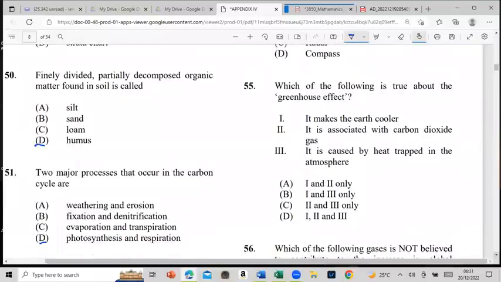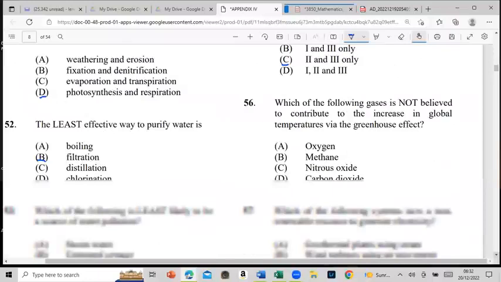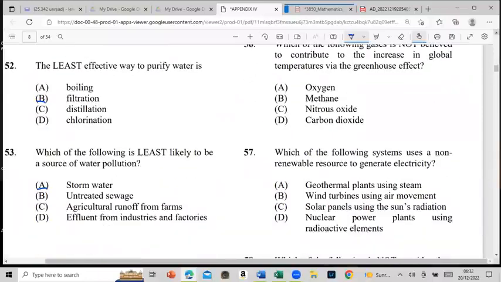Which of the following is true about the greenhouse effect? 1. It makes the earth cooler. 2. It's associated with carbon dioxide gas. 3. It is caused by heat trapped in the atmosphere. And guys, notice what they say, which is true. So 1 should not be included because you know already, there are so many advertisements about this. So no one should make that mistake.